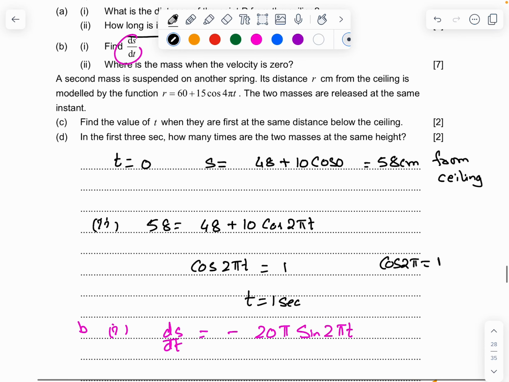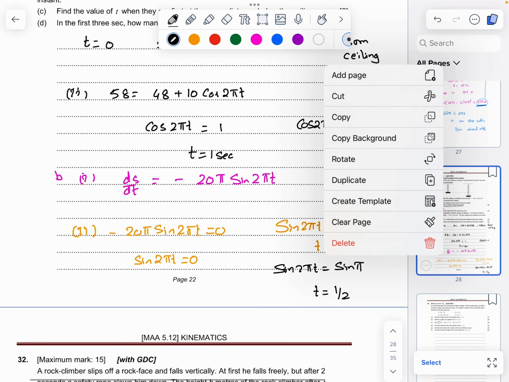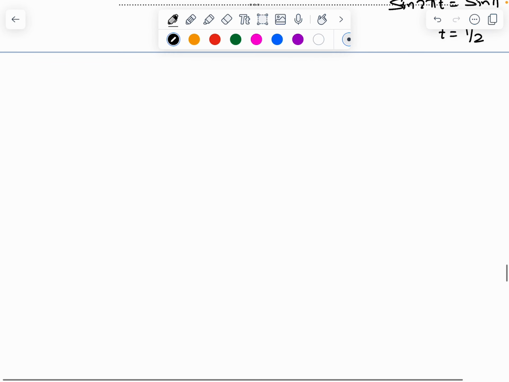A second mass is suspended on another spring. The distance is modeled by this function. The two masses are released at the same time. Find the value of t when they are first at the same distance before the ceiling. They should be at the same distance before the ceiling.